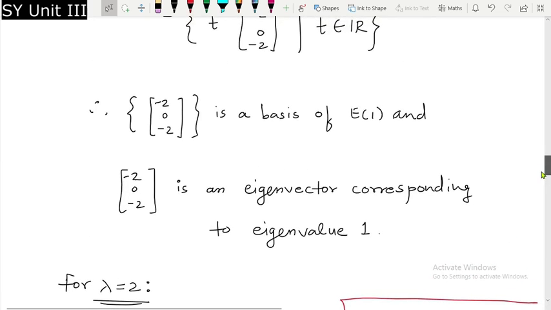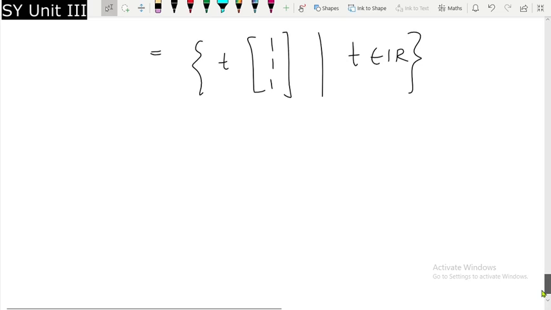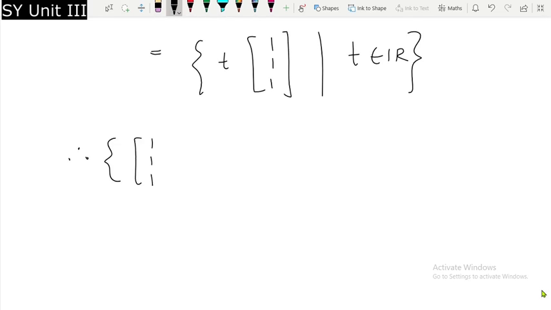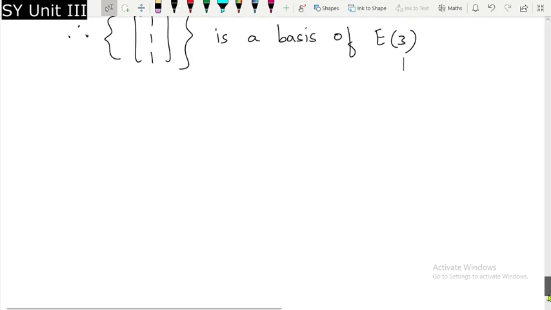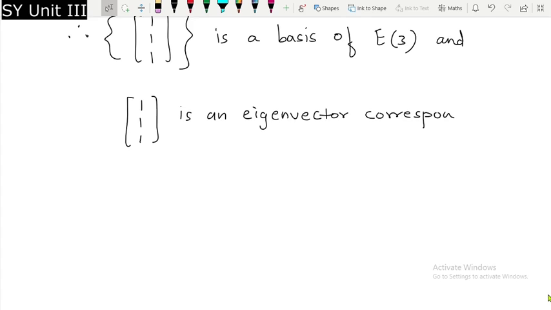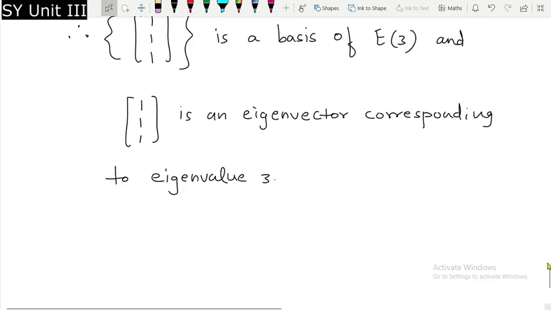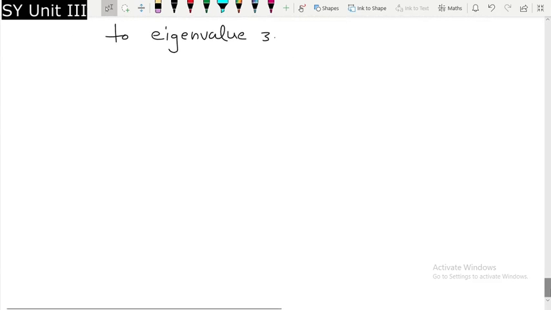And find. So what is the basis? Therefore the set {(1, 1, 1)} is the basis of E of 3, and what is the eigenvector? (1, 1, 1) is an eigenvector corresponding to eigenvalue 3. Now what they have asked is to find the eigenvalues of A inverse also.